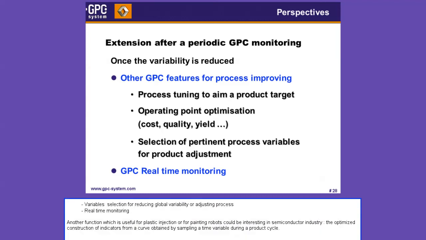Real-time monitoring. Another function which is useful for plastic injection, or for painting robots, could be interesting in the semiconductor industry: the optimized construction of indicators from a curve obtained by sampling a time variable during a product cycle.